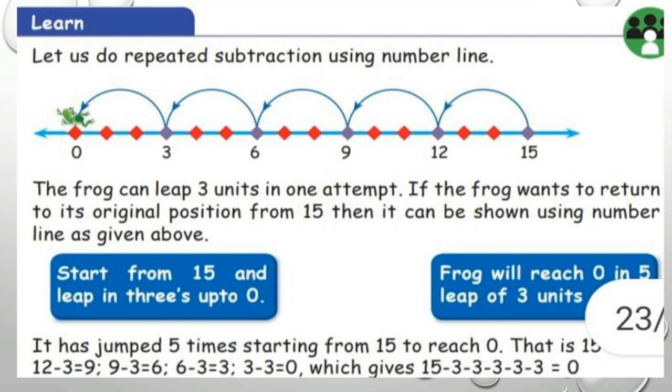That is 15 minus 3 is equal to 12. 12 minus 3 is equal to 9. 9 minus 3 is equal to 6. 6 minus 3 is equal to 3. 3 minus 3 is equal to 0, which gives 15 minus 3 minus 3 minus 3 minus 3 minus 3 is equal to 0.